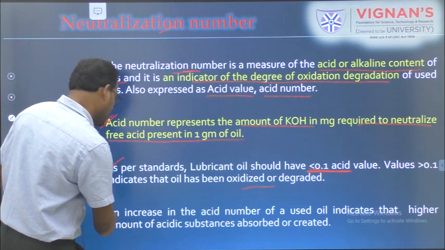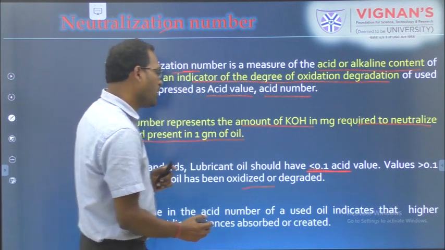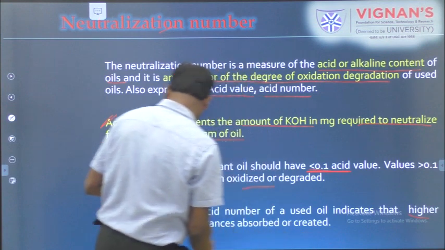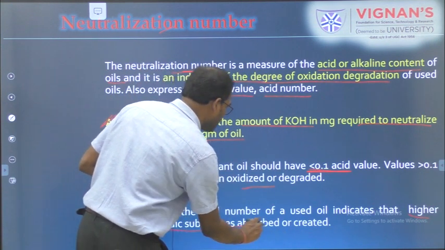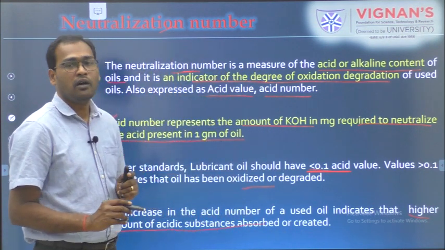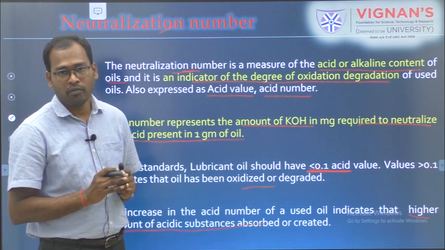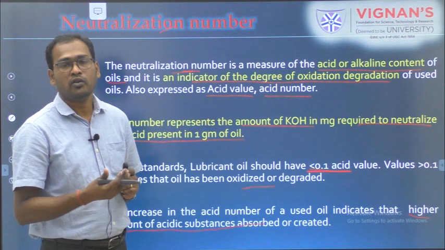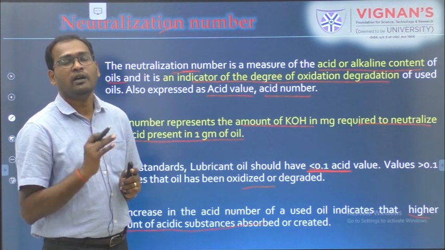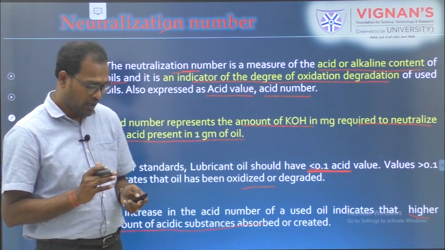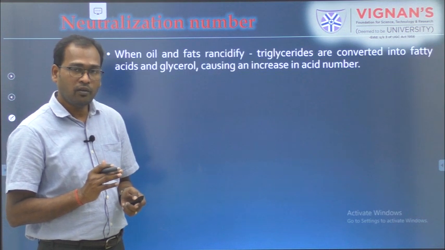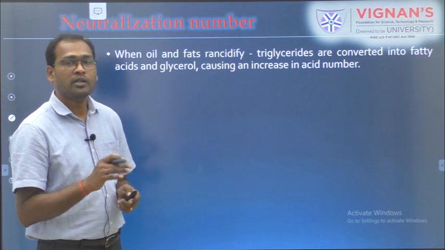An increase in the acid number of a used oil indicates a higher amount of acidic substance which has been absorbed or created. This acid number is very important, because a higher amount of acid will not give you efficient properties. So we will see what an oil is, and why this acid content is coming into the system.